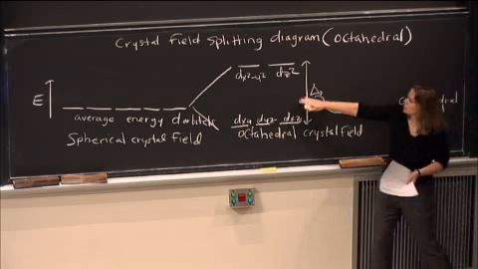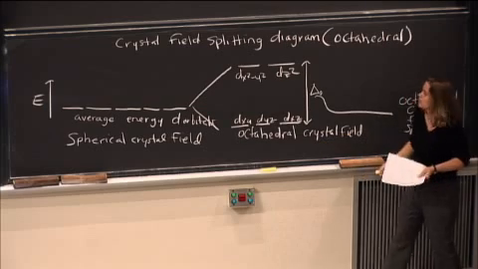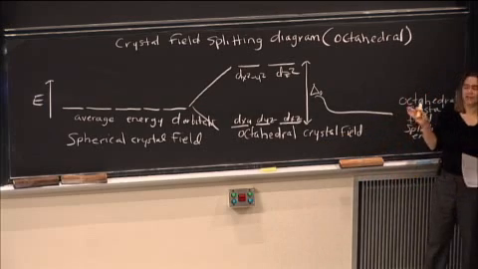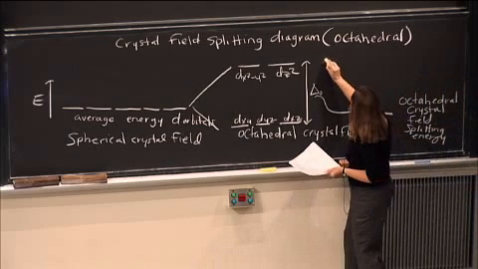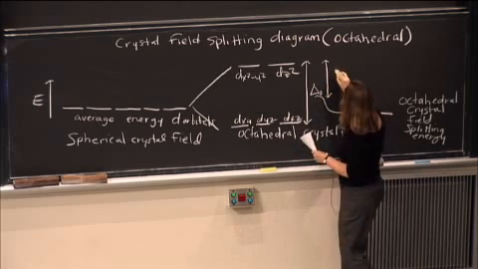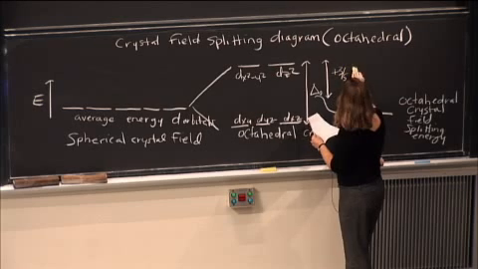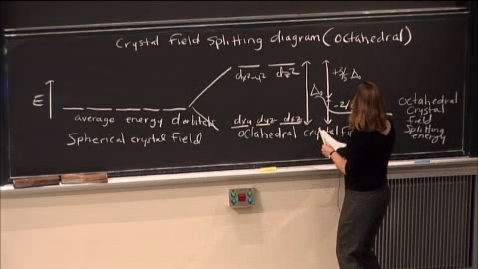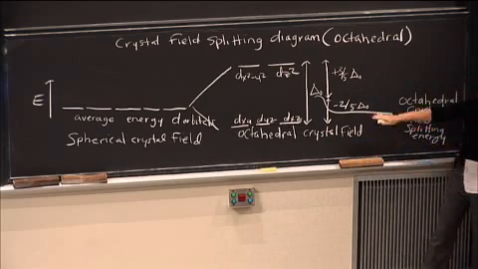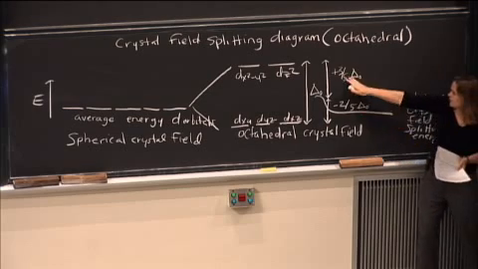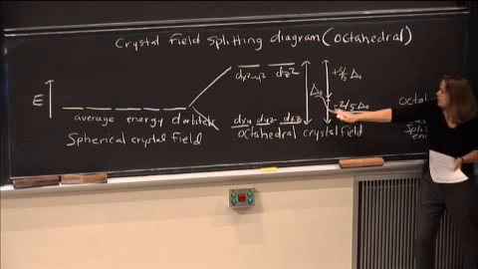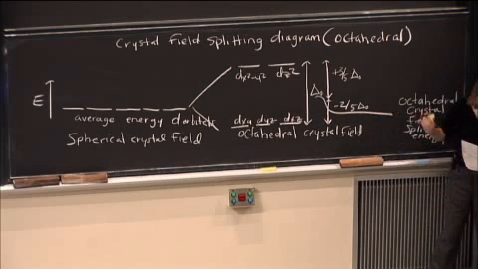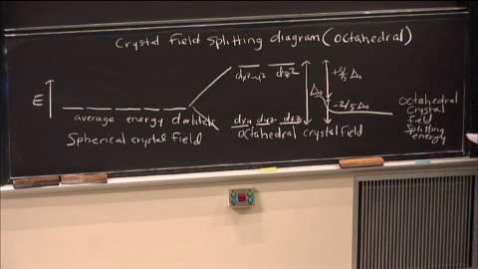And again, some of the orbitals go up in energy, some of the orbitals go down in energy, and the overall energy needs to be conserved. So if 2 orbitals go up in energy, and 3 go down in energy, then to have everything add up, you can say that the 2 go up in energy by 3/5, and these 3 orbitals are going to go down by 2/5. So overall, the energy of the system is maintained. Okay, so that's a crystal field splitting diagram for an octahedral case.